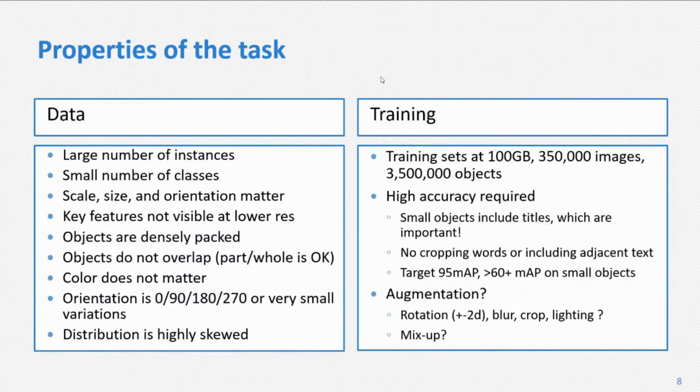The pages I work with are basically black and white. You can do this task with grayscale images just as well as you can with colored ones. Orientation, unlike with natural photographs, is very limited. You basically have the right angles and that's about it.